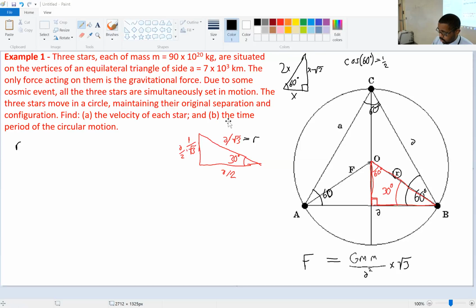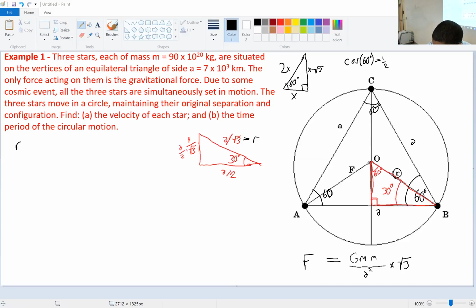And by the way, we're going to use this because we need to find the velocity. So basically, it's a centrifugal force that is equal to the force attracting the stars together. That's kind of keeping them in balance. So you set those equal.